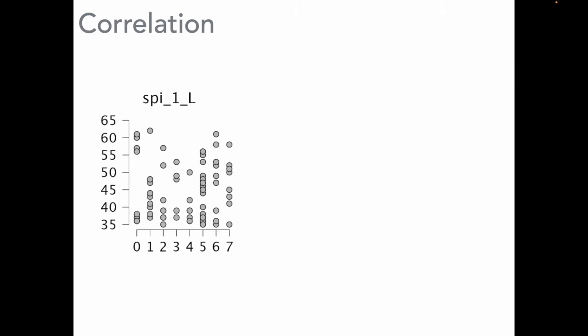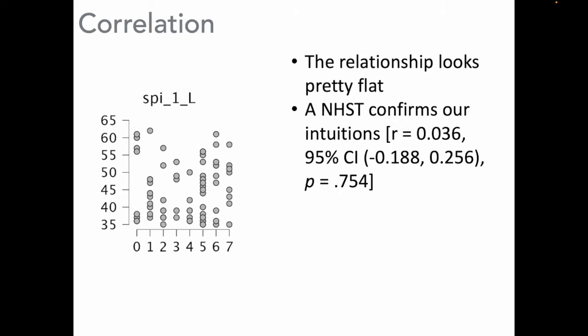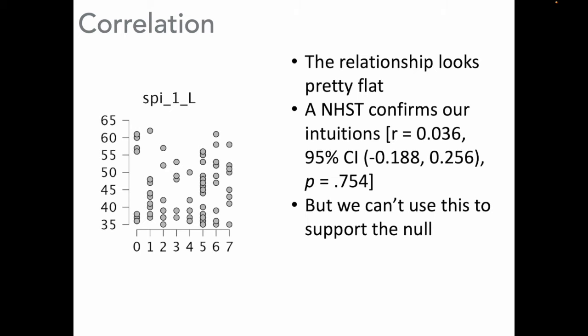Here is your scatter plot. Doesn't look super convincing. Looks pretty flat. The conventional analysis supports this. Pearson's R is very small, with pretty wide confidence intervals. And here we have a p-value of 0.75. Traditionally, this would be quite large, but still, you cannot say whether this is actually supporting the null hypothesis or whether this is due to insensitive data.